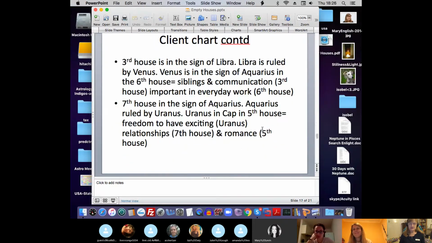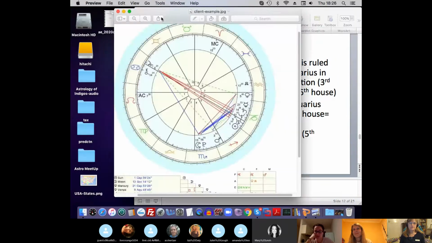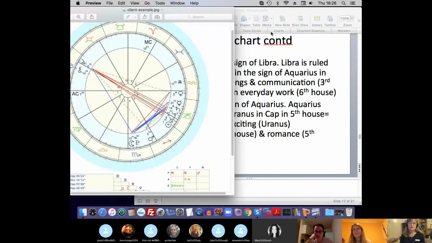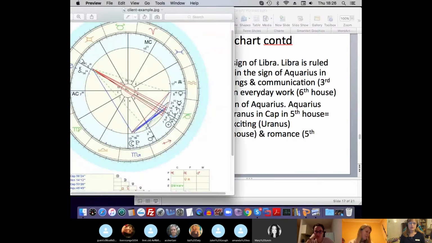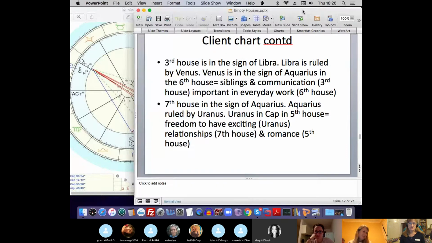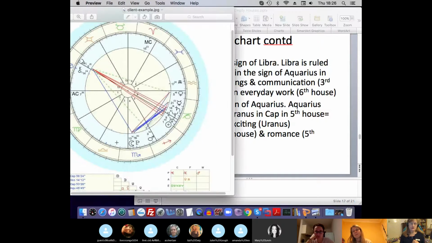Now then, I think I've done that. So the 3rd house, he's got the 3rd house in the sign of Libra. Let me take the chart back up. There we go. 3rd house in the sign of Libra. Libra is ruled by Venus. Venus is in the sign of Aquarius, in the 6th house, and the 6th house is all about work again, but the 3rd house is about siblings. Siblings and communication is the 3rd house, and important in everyday work, 6th house. So we've got a correlation here between his 3rd house and again the 6th house, because that's where all his planets are located.